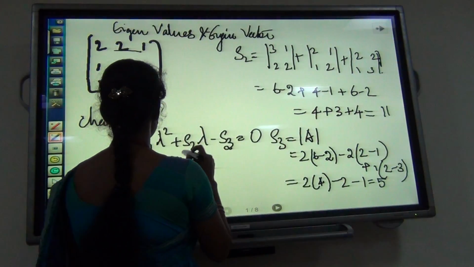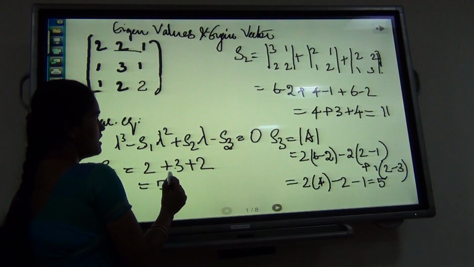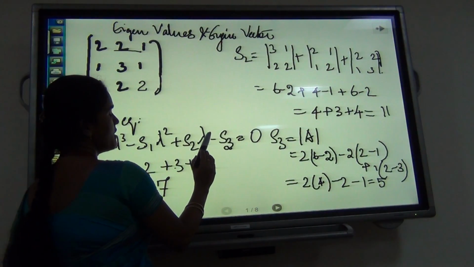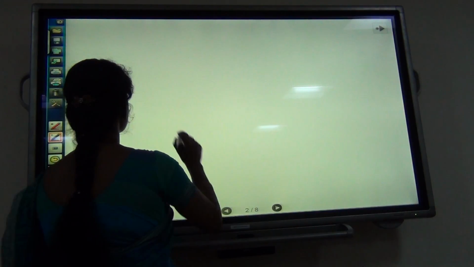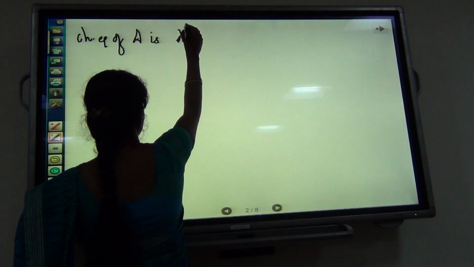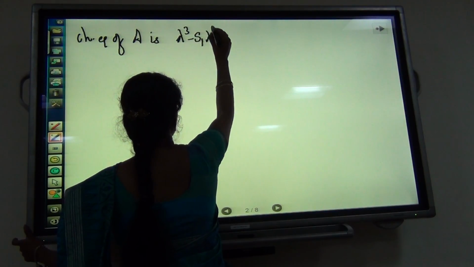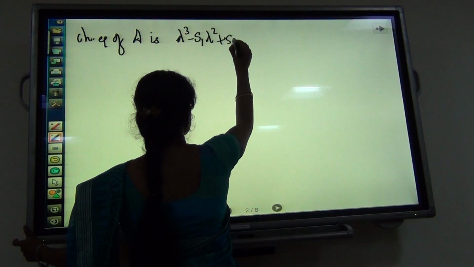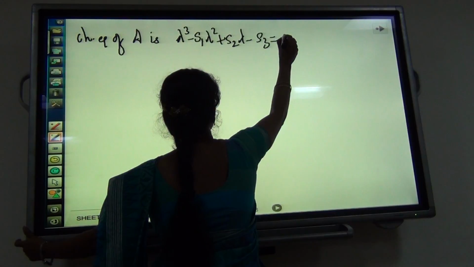As we substitute here, you will get lambda cube minus 7 lambda square plus 11 lambda minus 5 is equal to 0. Let us use the next sheet. So the characteristic equation of the square matrix A is lambda cube minus S1 lambda square plus S2 lambda minus S3 is equal to 0.